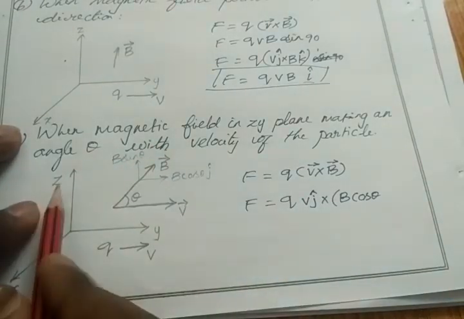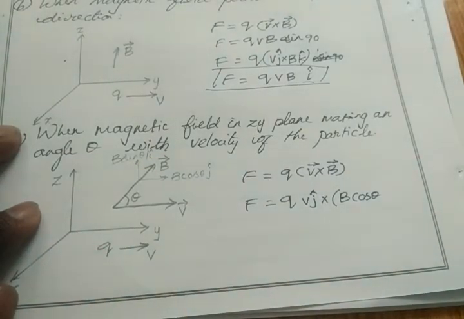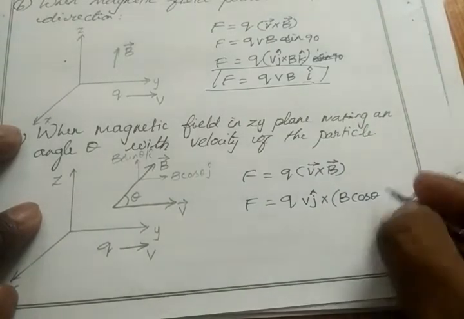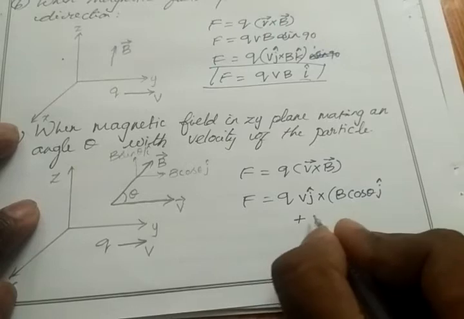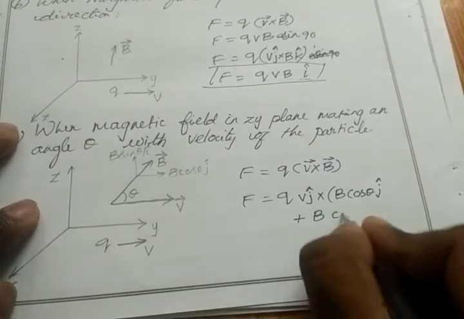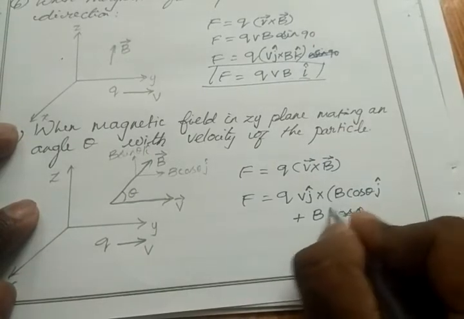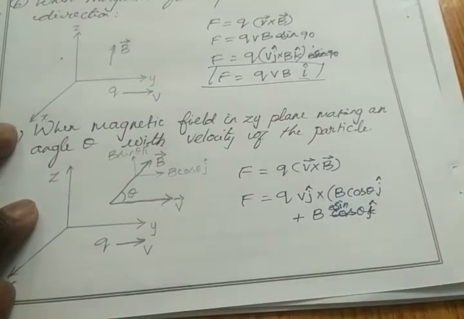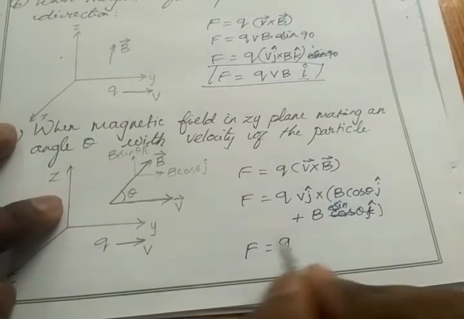So what is my position? Positive z direction. So for the positive z direction I take the k cap vector. Clear? So for the horizontal component I get cos theta j, plus for the vertical component I take B sin theta k. Okay, clear? So F equal to Q.